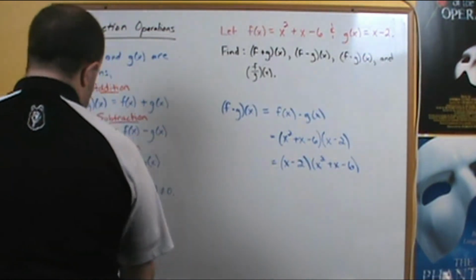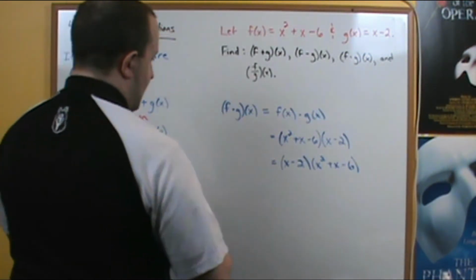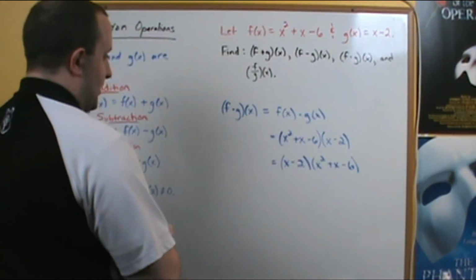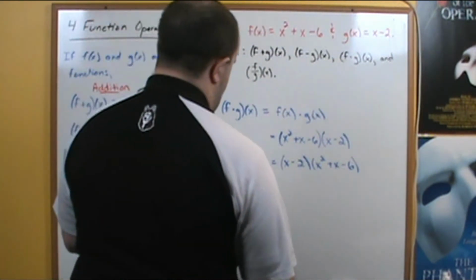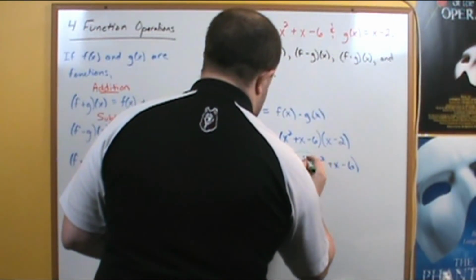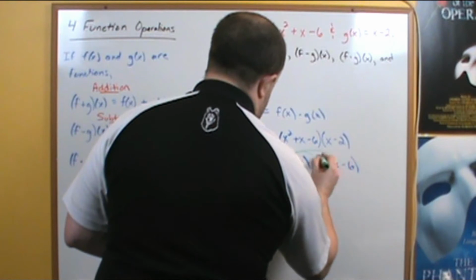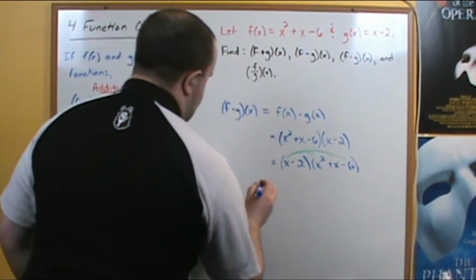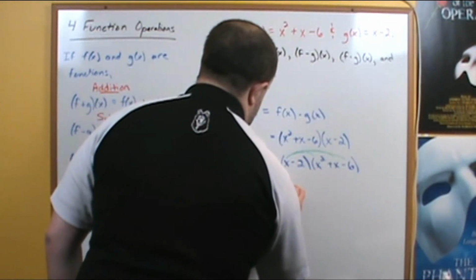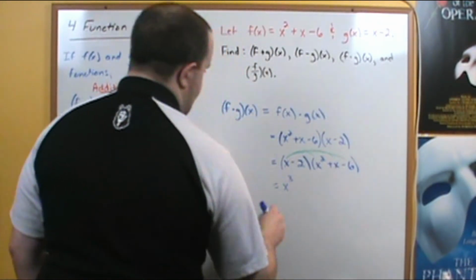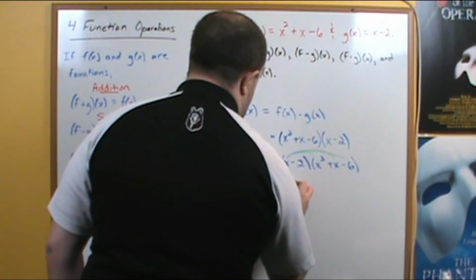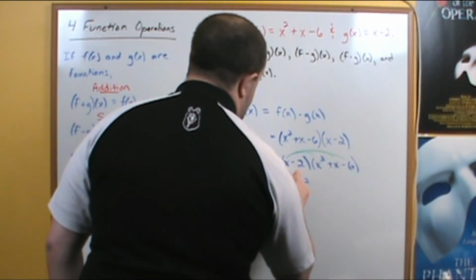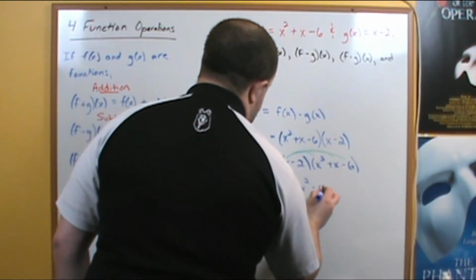And then we can do the distribution here. We can do our multiplication of polynomials here. We can do x times x squared, x times x, then x times negative 6. And when we do that, we get x times x squared is x cubed, x times x is x squared, x times negative 6 is minus 6x.